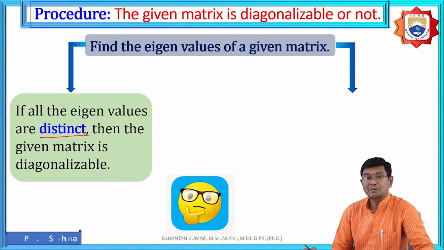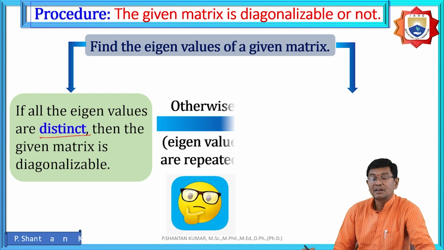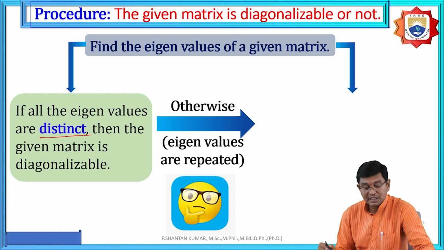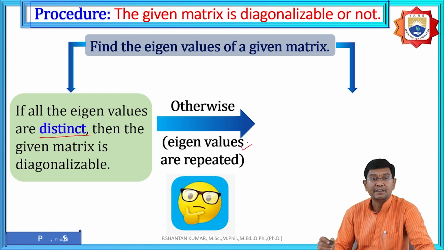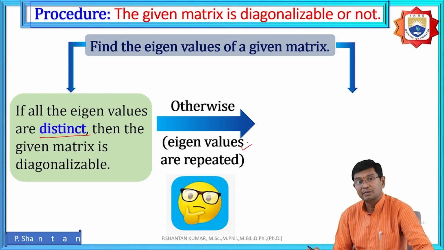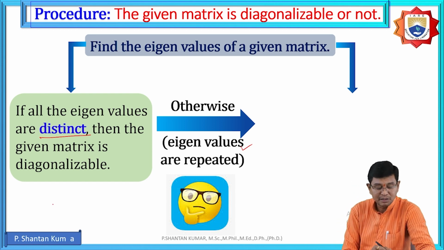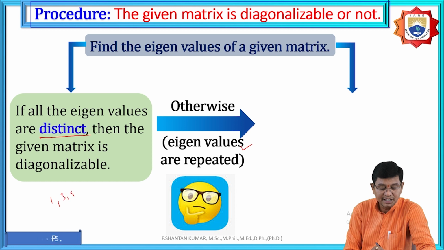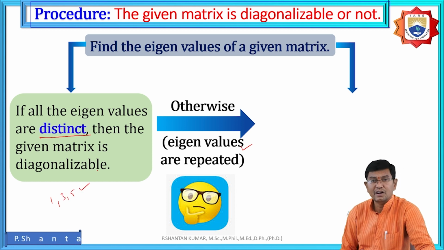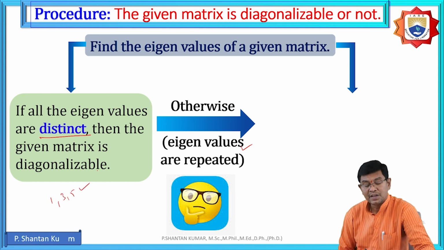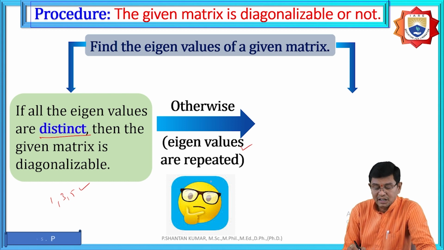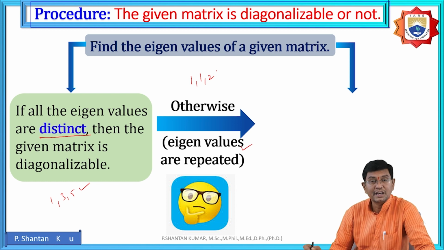In case the eigenvalues are not equal, that means the eigenvalues are repeated. What is the meaning of repeated? For example, if the eigenvalues are 1, 3, 5, by default it is diagonalizable. And for example, if the eigenvalues are repeated, like 1, 1, 2, in a matrix.